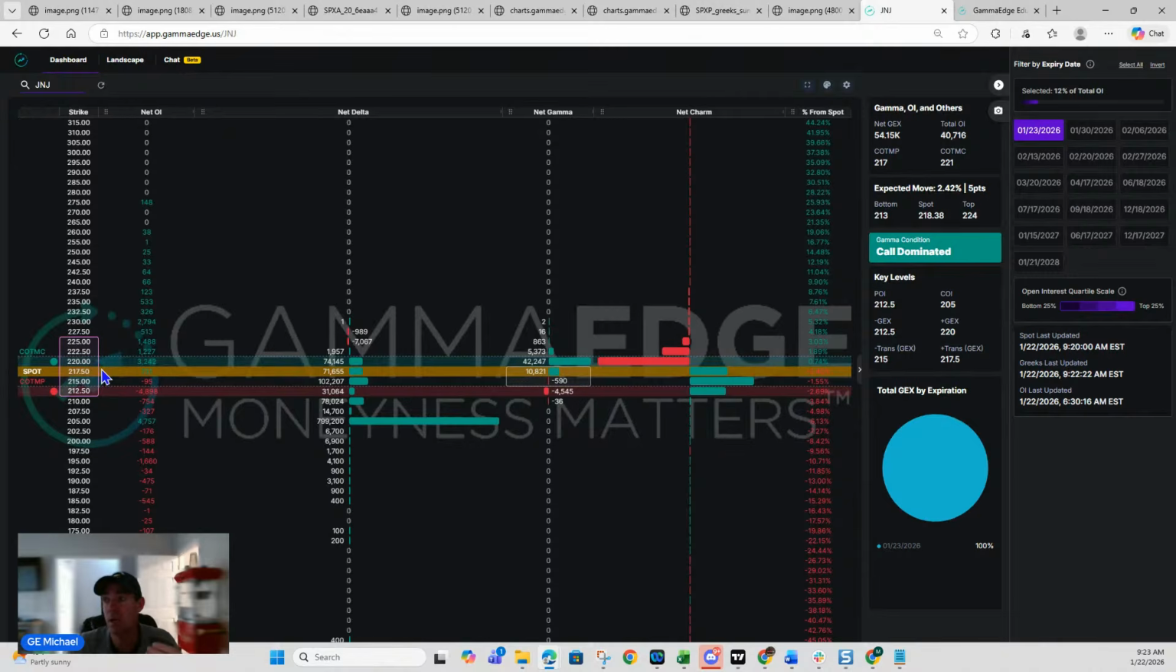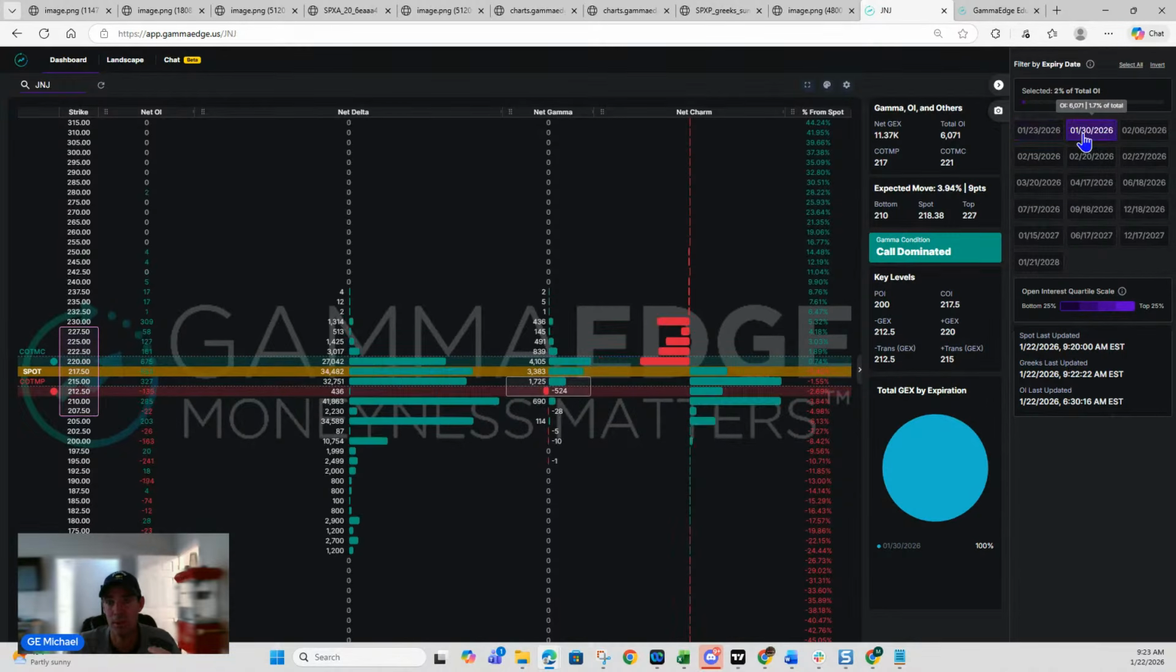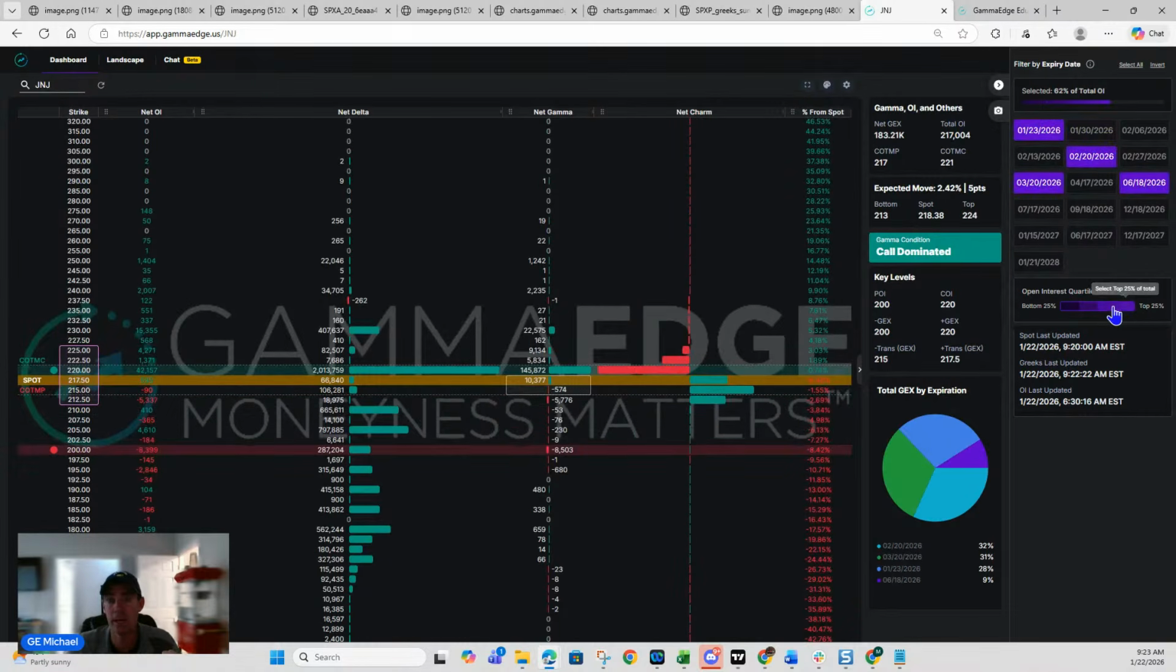J&J 220. PGX, call dominated, everything looks good, but appreciation's probably capped, 220 looks like the cap on price on J&J. Top quartile, 220, call dominated, supportive on pullbacks, but 220 is a major overhead area.